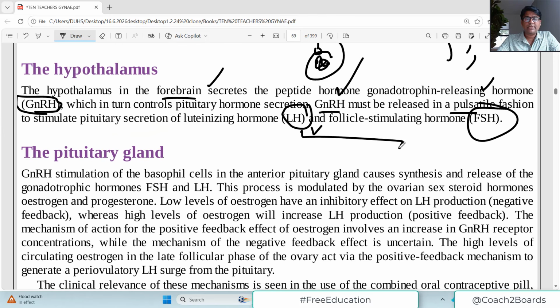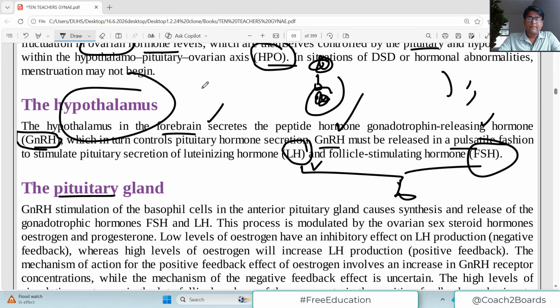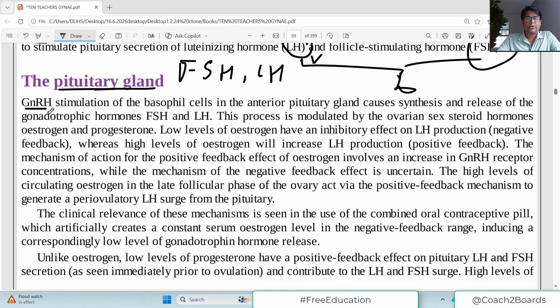अब ये दोनों hormones कहाँ जाएंगे? ये obviously जाके ovary पे act करेंगे. So the pituitary gland, hypothalamus important, क्या रिलीज हो रहा है? GnRH. This is very very important for you to understand. पिट्यूटरी से क्या रिलीज हो रहा है? पिट्यूटरी से दो चीजें रिलीज हो रही हैं, एक FSH और दूसरे का नाम है luteinizing hormone. So GnRH stimulation of the basophil cells in particular in the anterior pituitary gland, तो ये सब details important हैं, causes synthesis and release of FSH and LH.